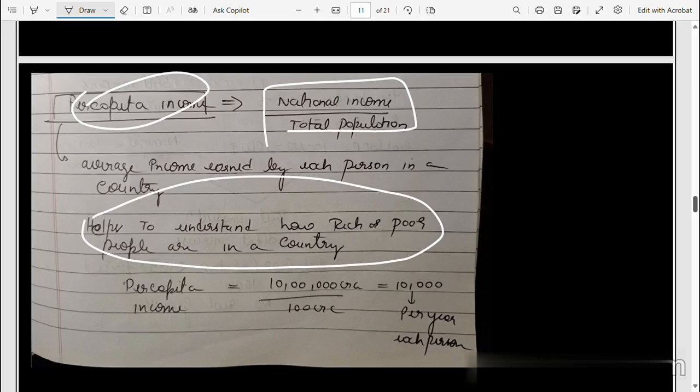So imagine the national income of a country is 10 lakh rupees and the population is 100 crore. When we divide this, we get 10,000. So this 10,000 is the income of each person per year in the country.